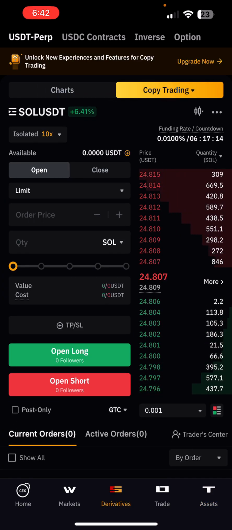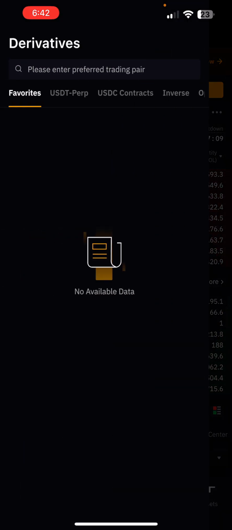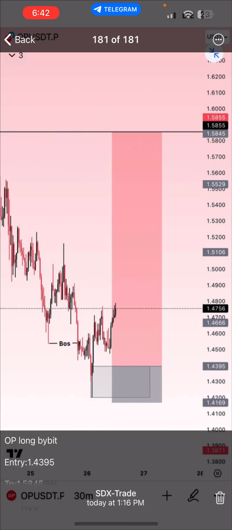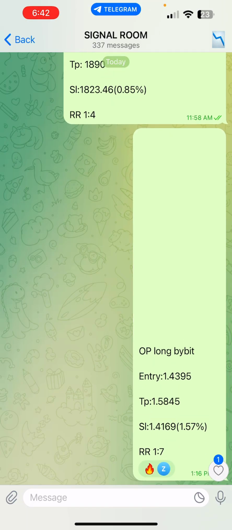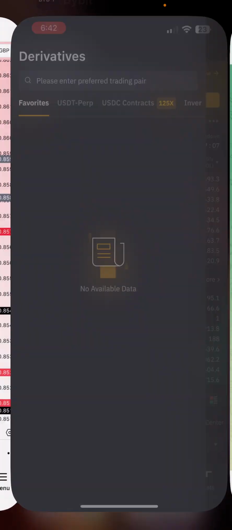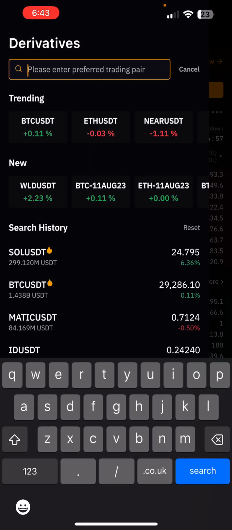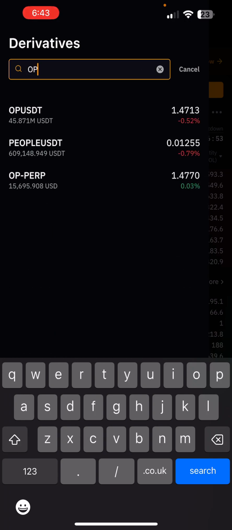After you click on derivative future, the first thing you have to do is, as I told you, we are making use of the signal which is OP long Bybit. That is the signal we are making use of. So I have to search for the name of the pair, and this place is where you search for the name of the pair. You search for OP. So this is the OP. You have to choose this OP/USD.